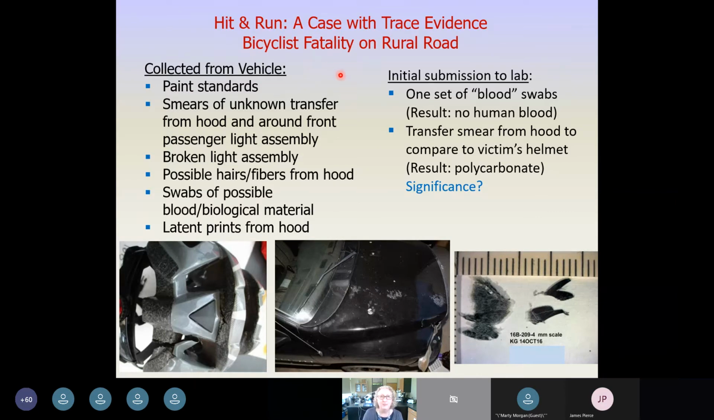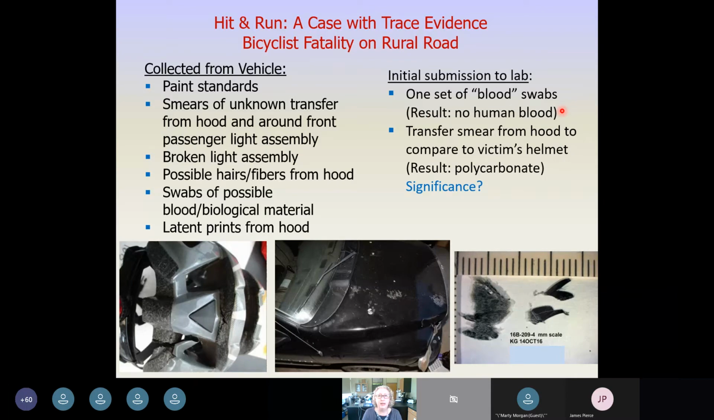So what came in at first was just two items: a single set of blood swabs, blood in quotations because it hadn't been proven to be blood at that point. It's just presumptive blood, and then a sample of this transferred smear from the hood. So those were worked initially, and the result for the swabs was that there was no human blood.